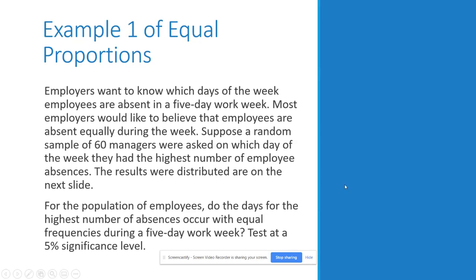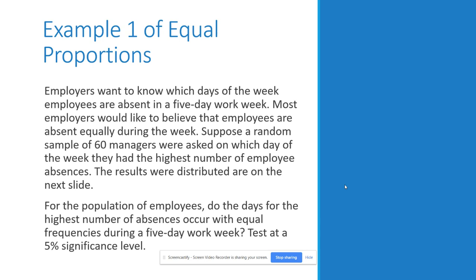So let's do an example. Our first example is a chi-squared goodness of fit with equal proportions. Employers want to know which days of the week employees are absent in a 5-day work week. Most employers would like to believe that the employees are absent equally during the week. Suppose a random sample of 60 managers were asked on which day of the week they had the highest number of employee absences. The results were distributed on the next slide.